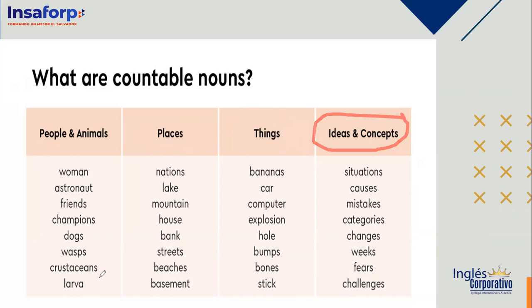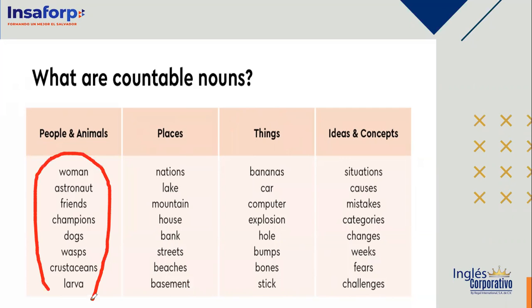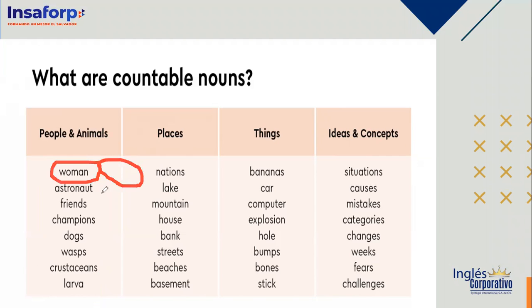Okay, Ephember, read the examples for people and animals. Woman, astronaut, friends, champions, dogs, wasp, what is the pronunciation? Crustaceans. Crustaceans and larva. Okay, all right, guys. So, when we say countable, it means that we can count. This one is for singular, right? You say woman, but if you have two, how do you say? Women. Okay, you can have one astronaut or two astronauts. You can have one friend or two friends. Is that clear? Yes.